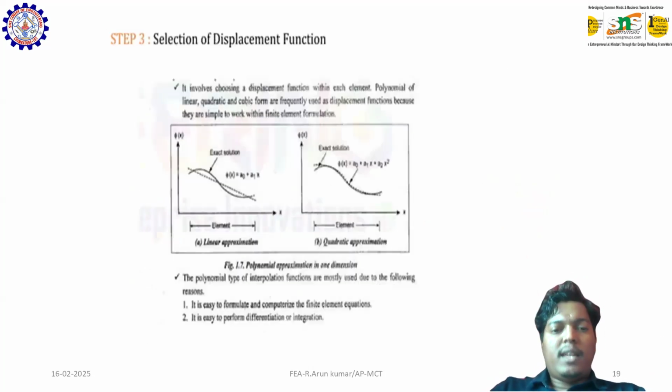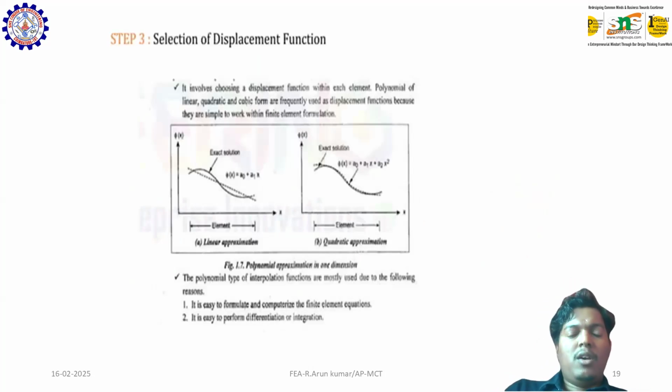The next one is selection of the displacement function. The displacement function is based upon your process of calculation. Either you take the linear approximation method or the quadratic approximation method. Both are different types of methods. This involves choosing the displacement function within each element. For example, a polynomial of linear, quadratic or cubic form is frequently used as a displacement function because they are simple to work with in the finite element formulations.